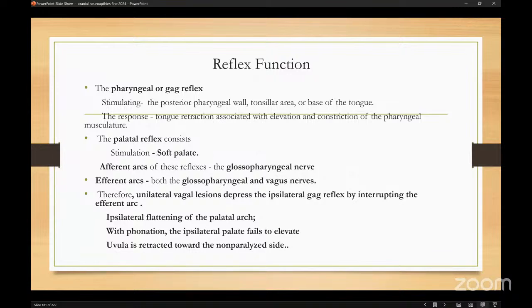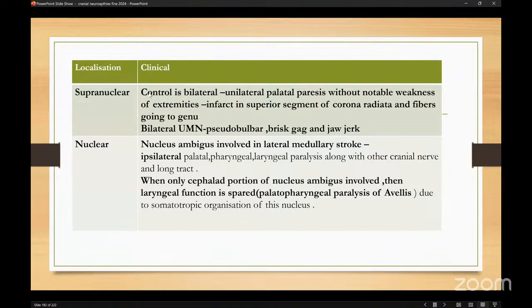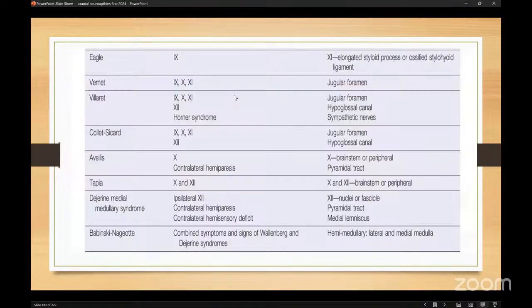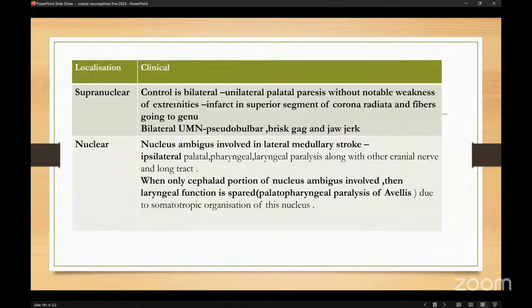So we remember the rule of 10th and 7th, it goes to the normal side. One point to note is supranuclear palatal paralysis also can happen, but usually the control is bilateral. Unilateral palatal paralysis without notable weakness of extremities can happen in superior segment of corona radiata infarcts. And in nuclear lesions, you can get nucleus ambiguus involvement in the lateral medullary syndrome.